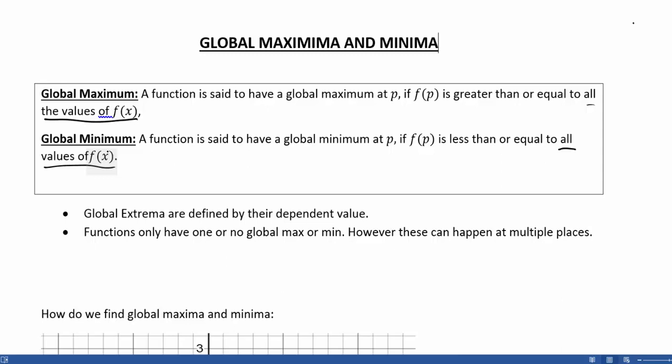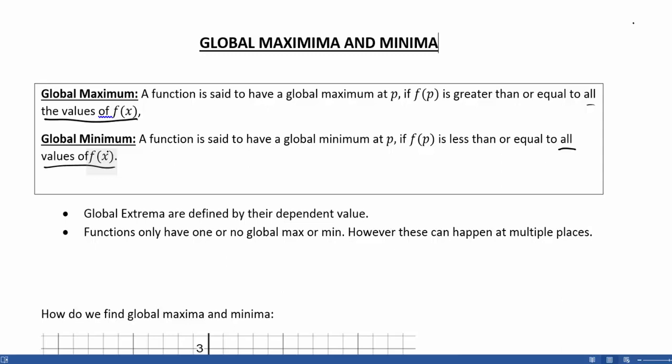So the way we talk about global maximums and minimums is a bit different than local maximums and minimums. Remember, with local maximums and minimums, we would report where they occurred. So we would report them by their independent or x values, whereas global maximums and minimums are reported by their y values. So functions can only have one or no global maximum or minimum.